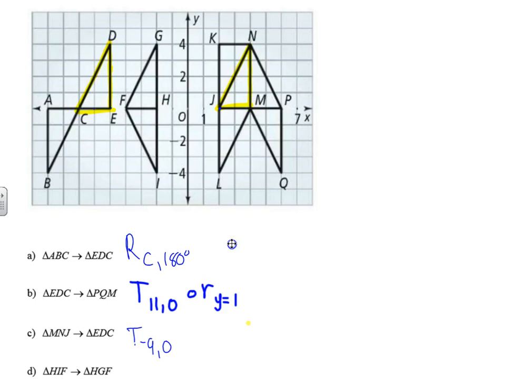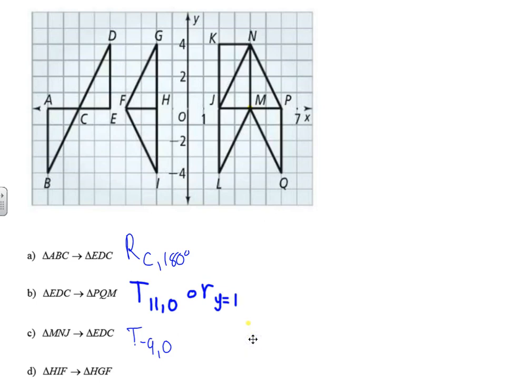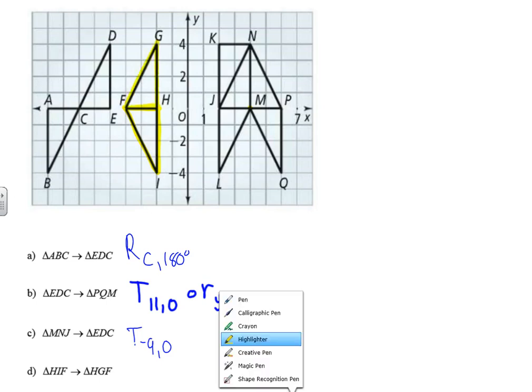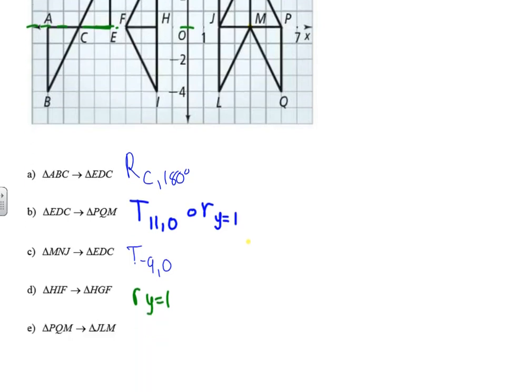All right, triangle HIF. So triangle HIF, where is it? Where are you? Triangle HIF, there you are. To triangle HGF, that is just a reflection. And what would the line of reflection be? Well, it'd be this line right here, which is a horizontal line. So it'd be a reflection in the line y equals 1. And what do we got? I think we got one more.